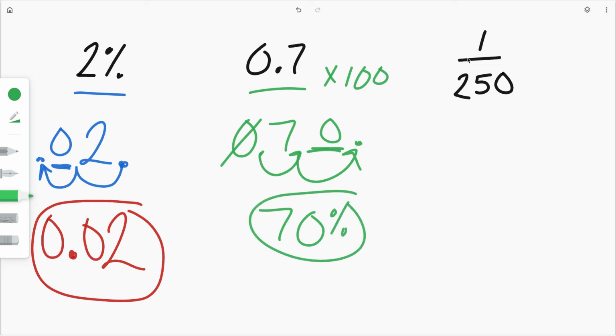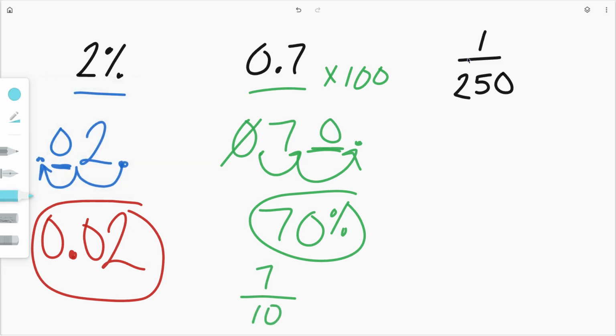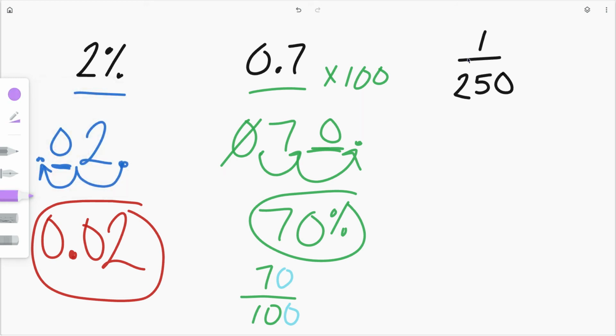And I can think about things we've already learned. 7/10 is 7/10 as a fraction. And if I want to, I could multiply this by 10 by adding a 0 in the numerator, adding a 0 in the denominator. And now look at that. I have 70 over 100, and percent is per 100, right? So 70%.